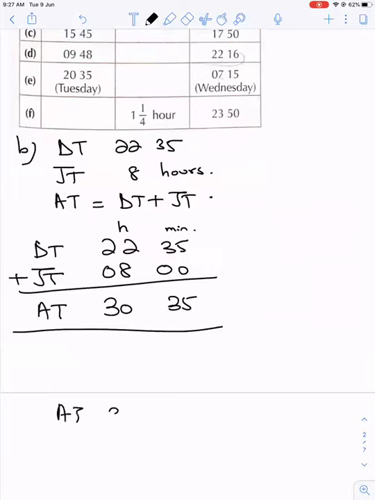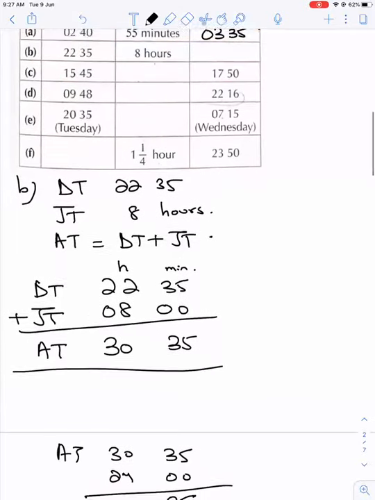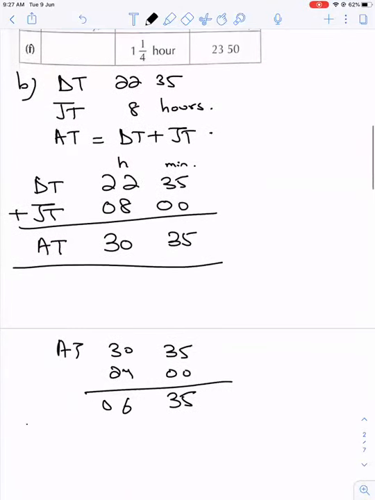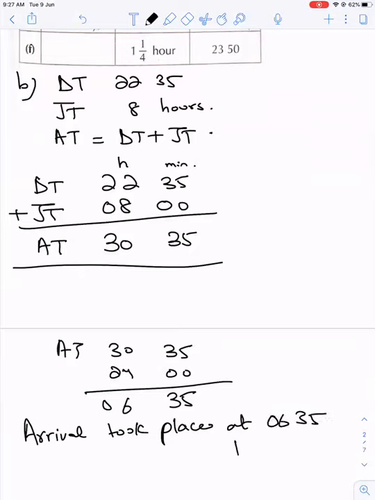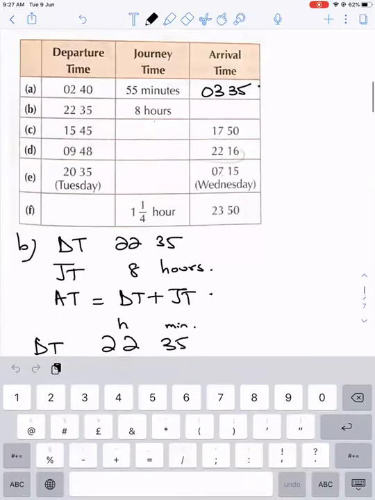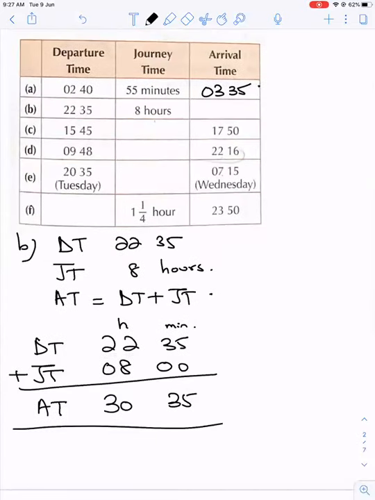So arrival time right now is 30:35. We will subtract 24 hours from this. So the answer is going to be 6:35. So you will say that the arrival took place at 6:35 the next day. Okay, so I'm just writing this down. The answer is 6:35. If you want, you can write here the next day. Otherwise, it's obvious. Okay, let's do the next part of this question.